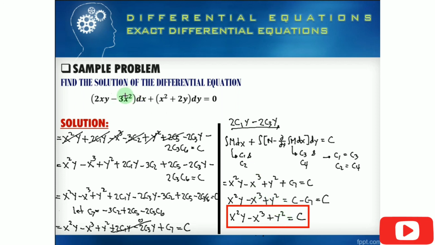So we are done solving this given differential equation using the exact differential equation method.